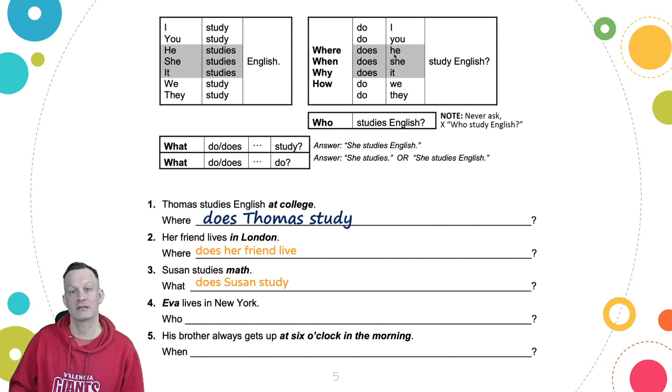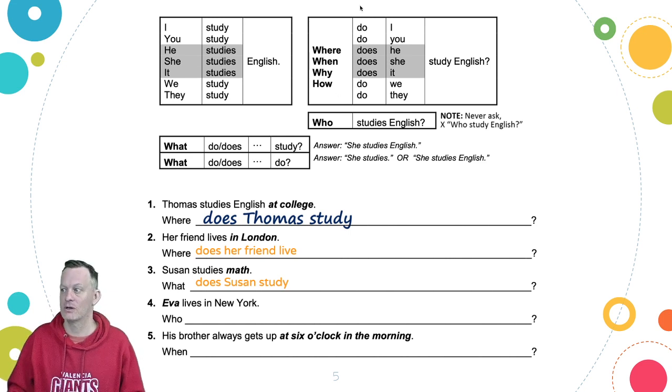Where does he study English? When does he study English? Why does he study English? How does he study English? Or how do you study English? These ones are with the object questions.